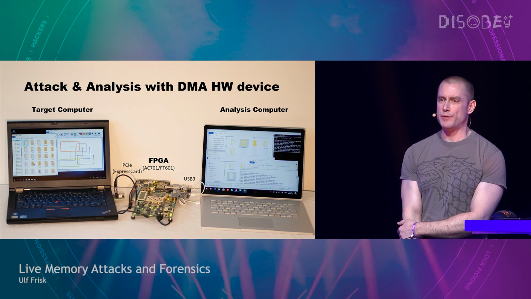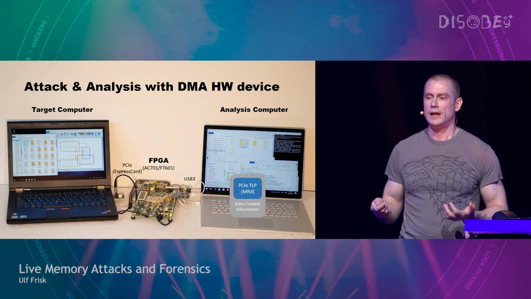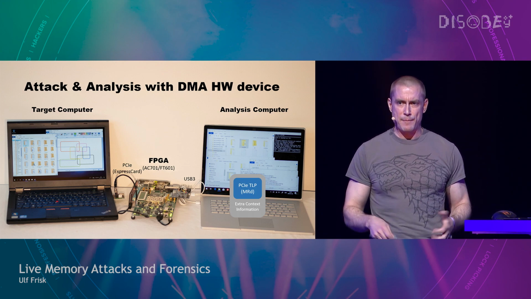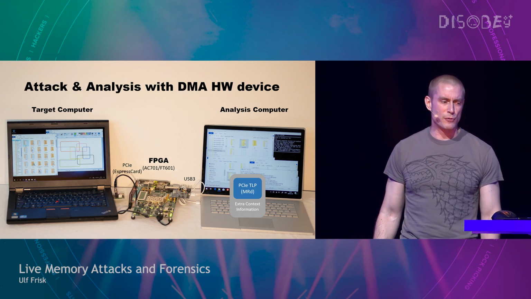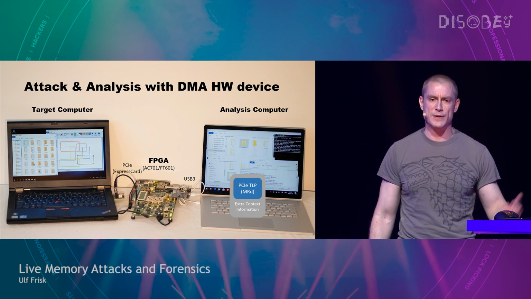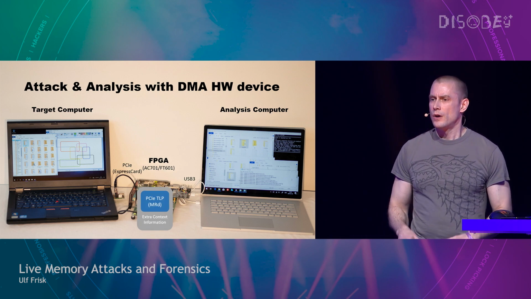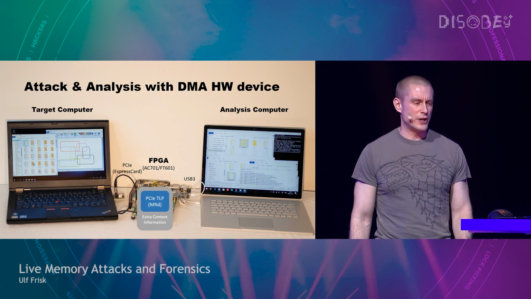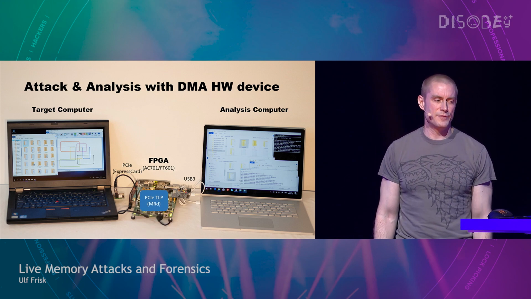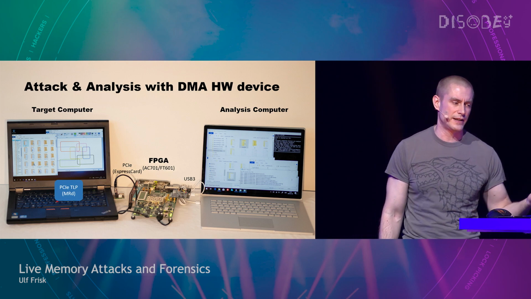So this is how it works. On my analysis computer, I create a PCI Express transaction layer packet in software. PCI Express is packet-based, so I create a memory read packet in this example. I wrap it in some extra metadata, which allows me to transmit it over USB 3 towards the FPGA board. Once the PCI Express TLP reaches the FPGA board, it sees that here comes the TLP. Let's put it on the PCI Express of the target system, an ExpressCard in this example.